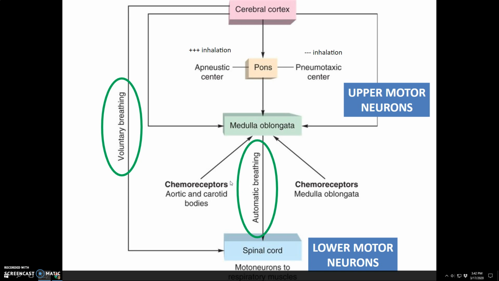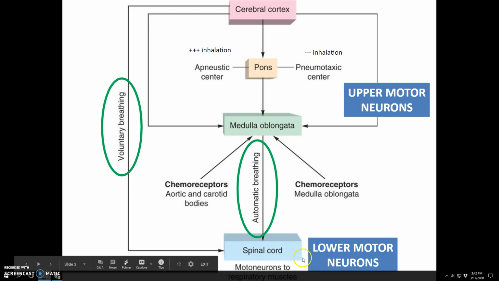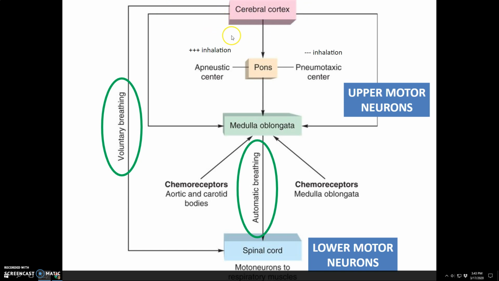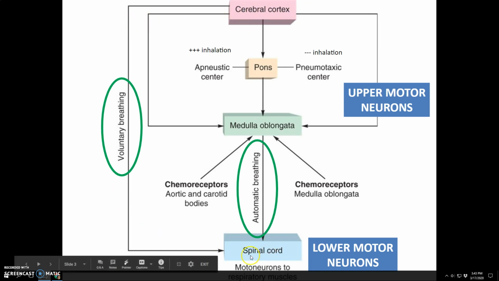So we have then two types of breathing. We have voluntary breathing, which is shown on the left here, and then we have involuntary breathing. Involuntary breathing comes from the medulla oblongata. So there are upper motor neuron pathways that excite lower motor neurons to tell them to do the work of breathing. The voluntary breathing comes when the upper motor neurons from our decision parts of our brain, the cerebral cortex, talk to those same lower motor neurons and tell them to breathe.